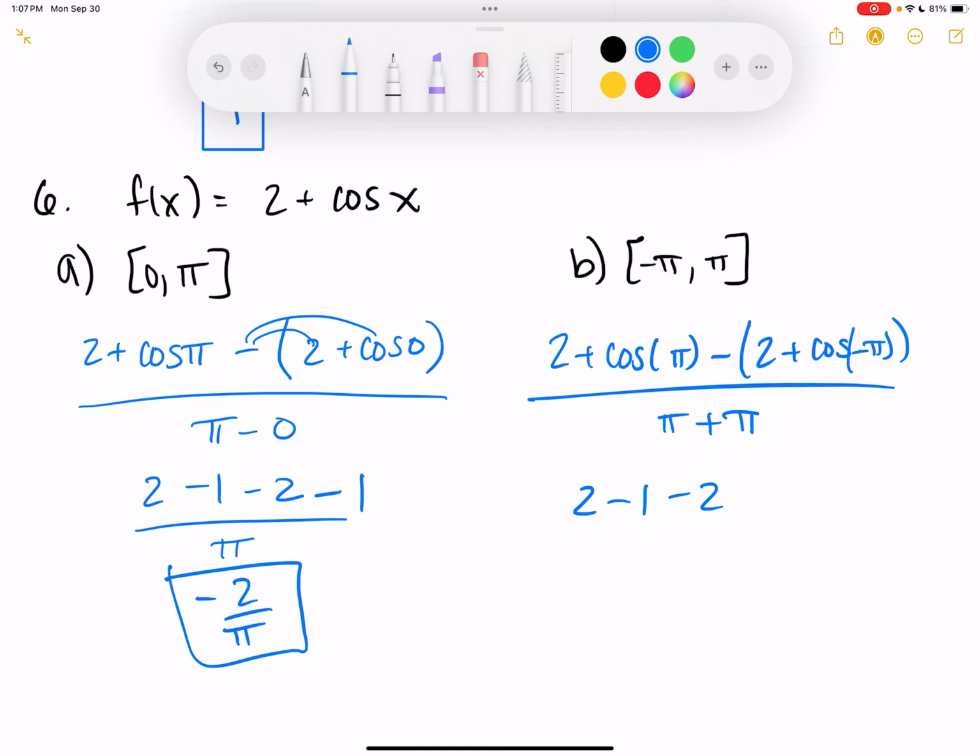-1, because remember we would just go backwards, so it would be the same place as pi. So it would be -1. -1 times negative times -1 is +1, so that's +1 over 2 pi. 2's cancel, 1's cancel, so I end up with 0 over 2 pi, which is just 0.